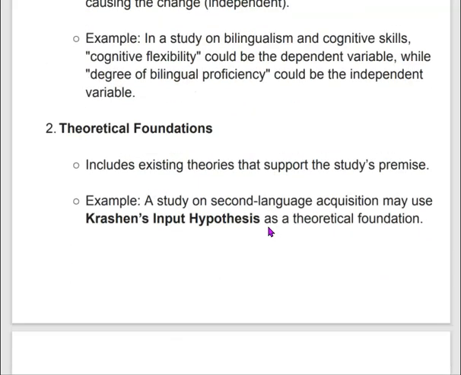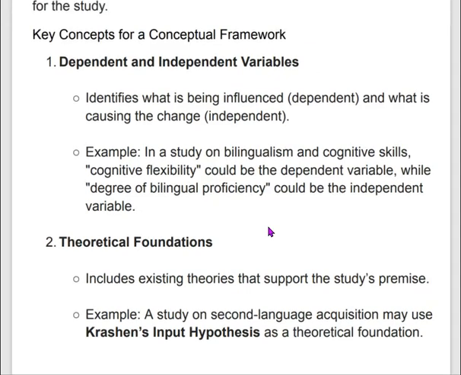So then you have theoretical foundations. What is that? What is the framework having? What is the conceptual framework having? Number one, dependent and independent variables. What are your variables? Write them down, because that is your conceptual framework. So what is the theory?